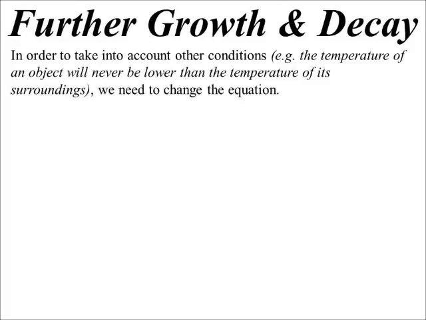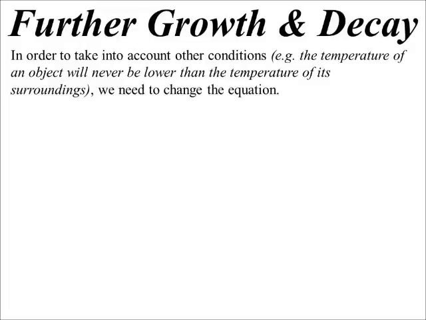All right, so let's expand on that 2-unit idea. Further growth and decay. Now, in reality, there are external conditions that come into play in these models. The classic one is temperature. If we think of temperature rather than population, and things cooling down or heating up, the temperature of an object, if it's left to its own devices, will never go lower than room temperature if it's cooling down, and if it's heating up, it'll never go above room temperature. Okay? That's if it's left to its own devices.